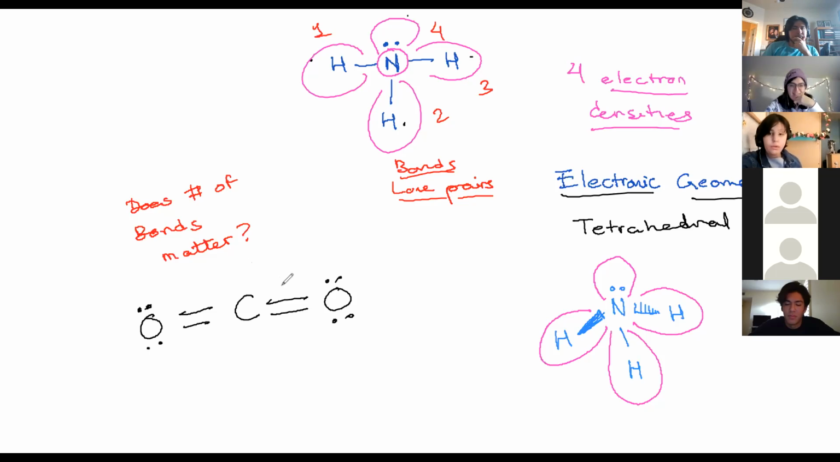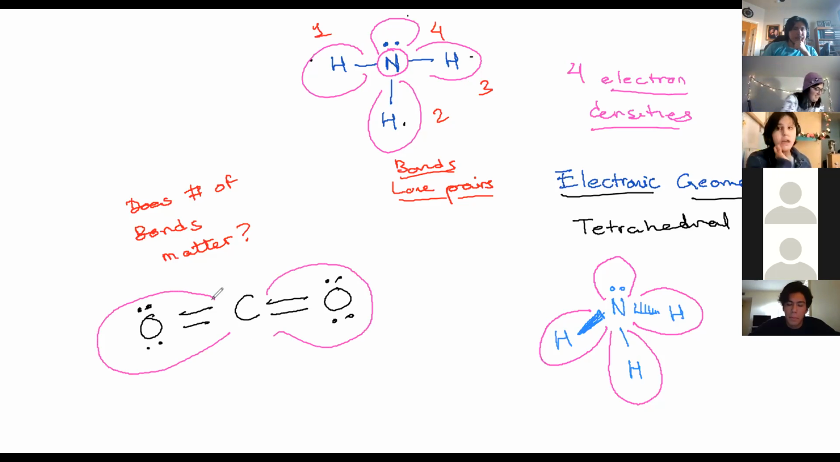2. We have 2, right? Because it only matters whether or not you have any atoms or any lone pairs around it. It doesn't matter how many bonds there are. You can count either the atoms or the lone pairs, because this is the same electron density. It doesn't matter how many bonds there are.